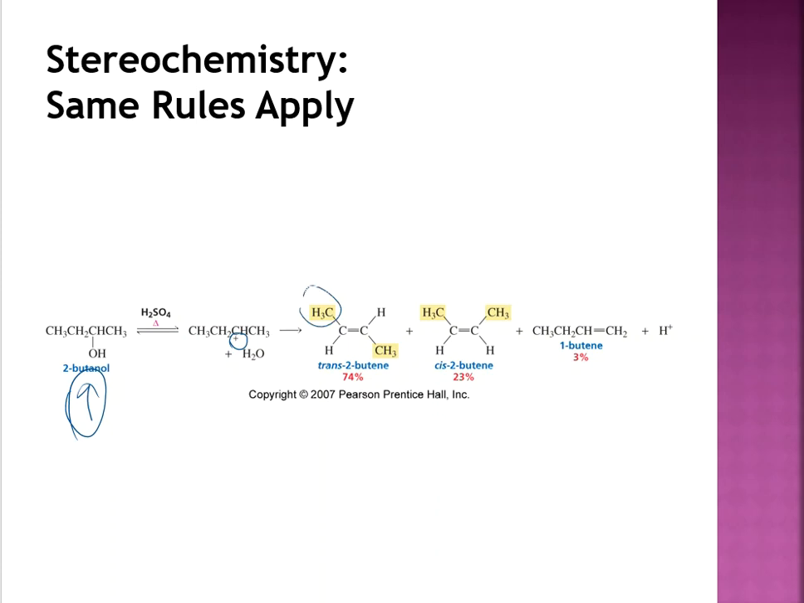So here we see groups that are on opposite sides, which is trans. And here we see groups that are on the same side, which is cis. Out of the two options, folks, trans is going to be more stable. The molecule likes that. Those groups are further apart from each other, and that improves the stability of the molecule, which means it hangs around more, which means we have more of it. So 74% split this time versus 23 and 3.